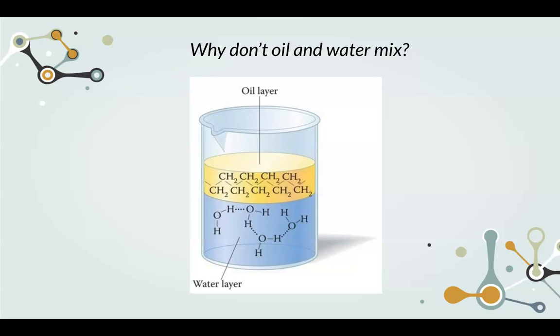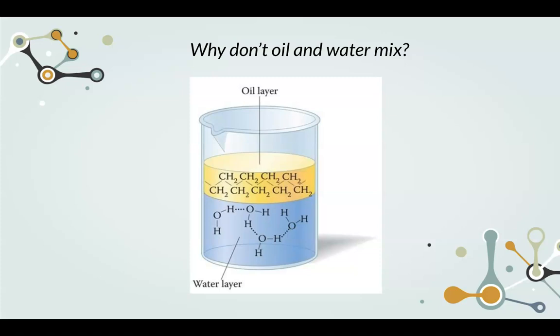I'm going to start this off by asking you a question about oil and water. Why don't oil and water mix? You might have experienced this if you've ever had salad dressing that you've had to mix together by shaking it. So what's causing that separation?